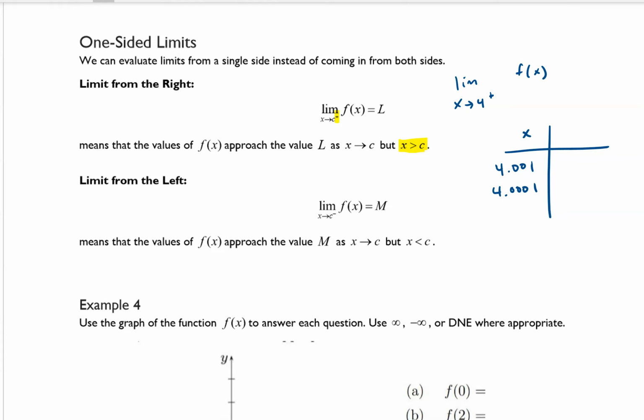The limit from the left, here you have a little negative sign as the superscript, is the same thing, means that the values of f of x approach the value m as x approaches c, but the x values are less than c. So for this one, again, if we were doing that previous example, then the x values we'd want to look at are 3.9999, like that, the values that are smaller than 4, but getting close to 4 from the left-hand side.